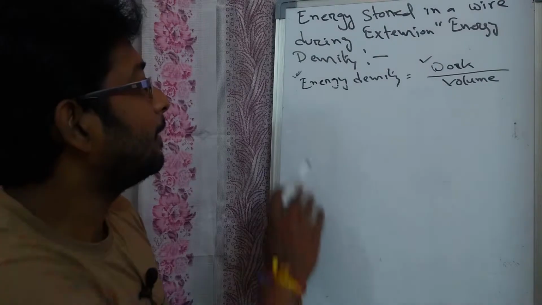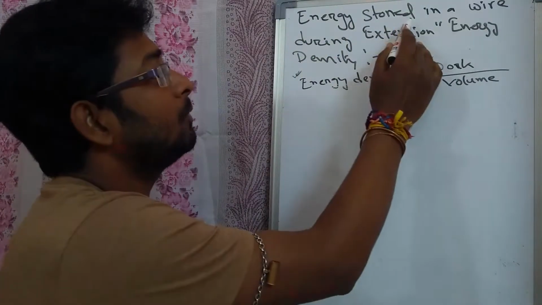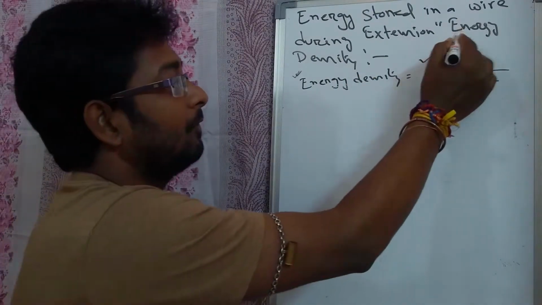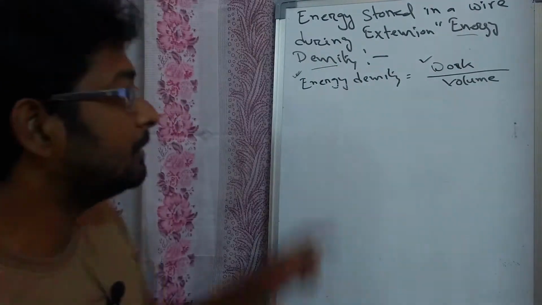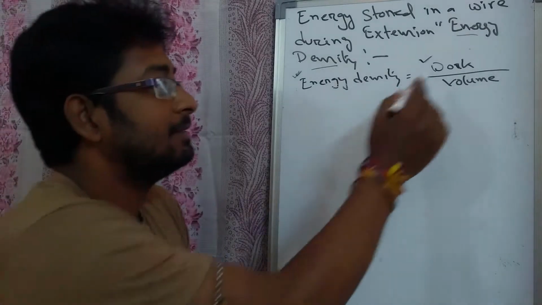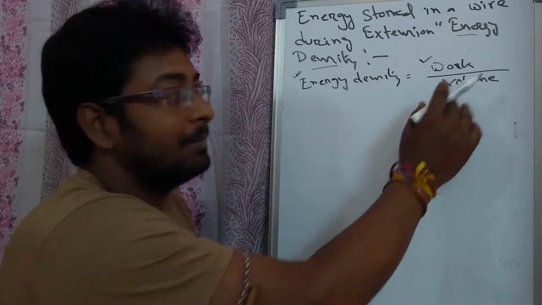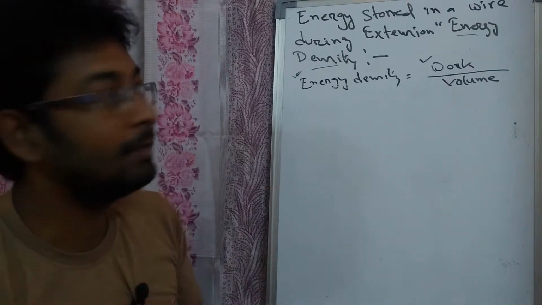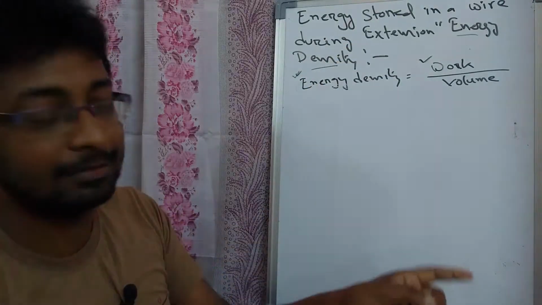So in this video, I am going to discuss the energy stored in a wire during the extension, and I am going to find the energy density. So what is the formula for energy density? It is work done per unit volume, meaning change in volume. So basically I am going to find the energy density when my wire is extended.